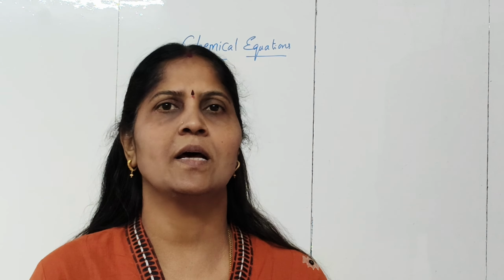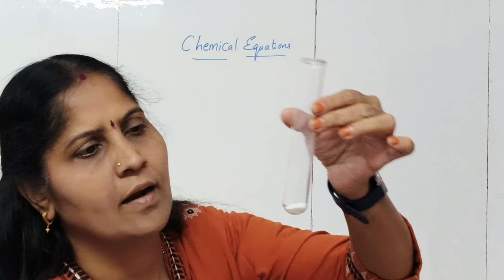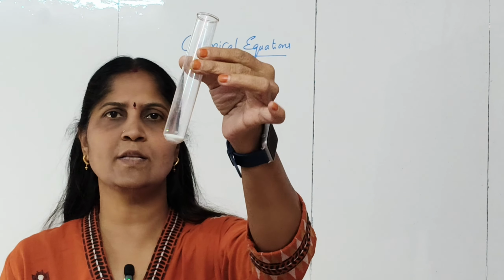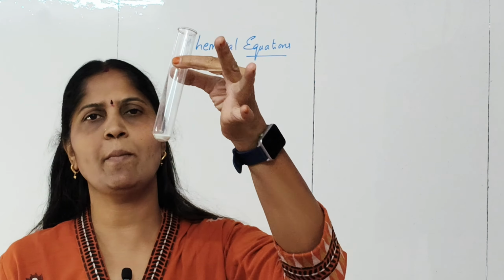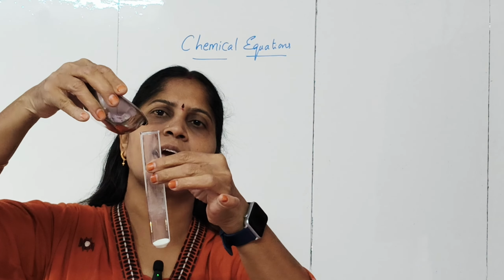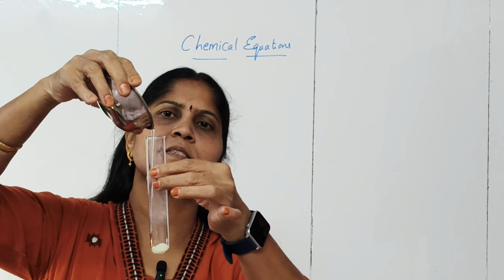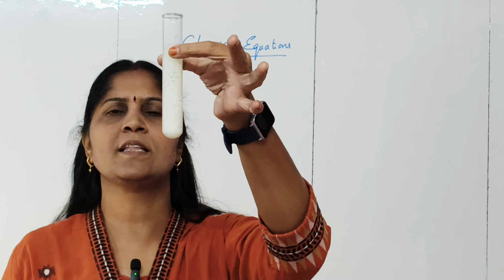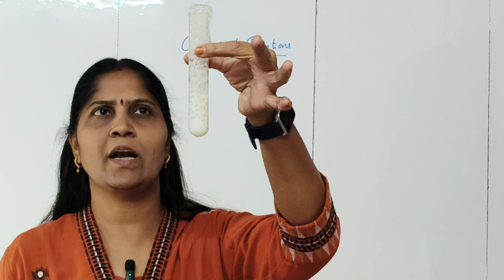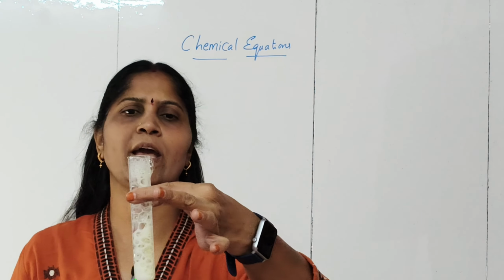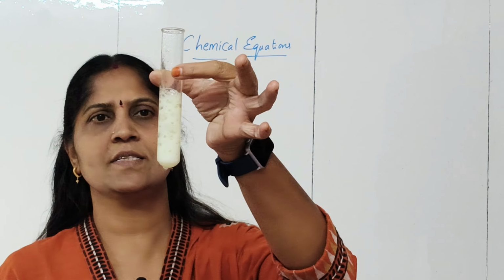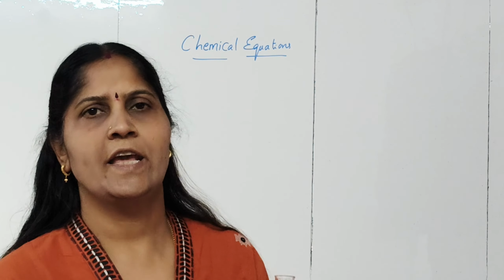Before actually writing the chemical equation, I wanted to show you how a chemical reaction takes place. I have taken some baking soda, which is sodium bicarbonate, in a test tube. If I add acetic acid to it, as you can see, effervescence is coming out. A lot of gas is coming out. The entire product is getting converted into gas. This is what is called a chemical reaction.